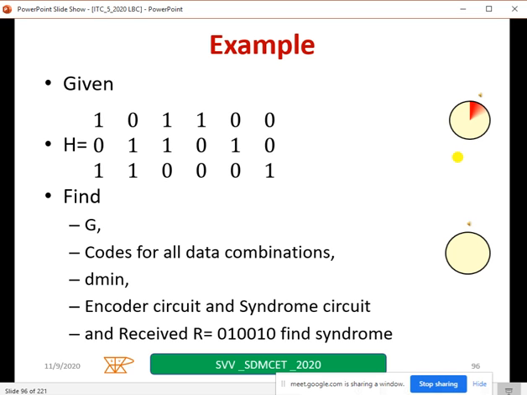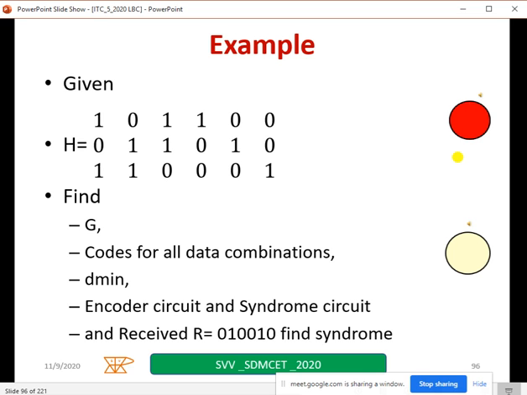011010, second row; 110001, third row. Find G, means a generator matrix. Find the codes for all the data combinations. Find the D minimum. Find the encoder circuit. Write the encoder circuit. Write the syndrome circuit. Codes for all the data combinations, D minimum, encoder circuit and syndrome circuit.